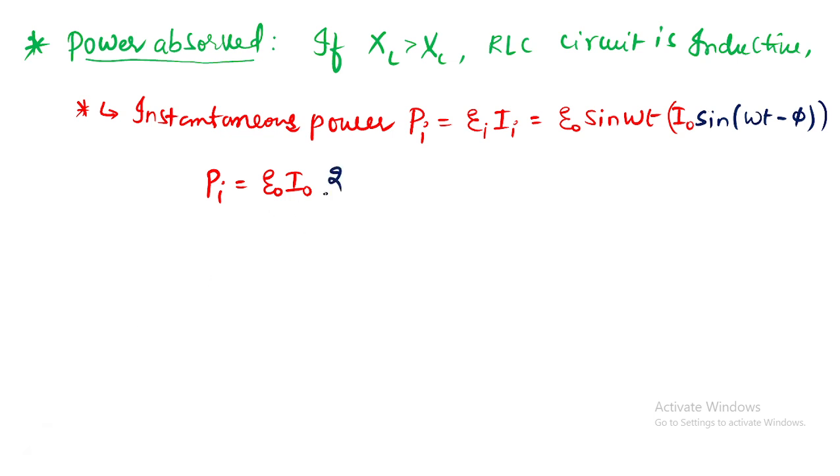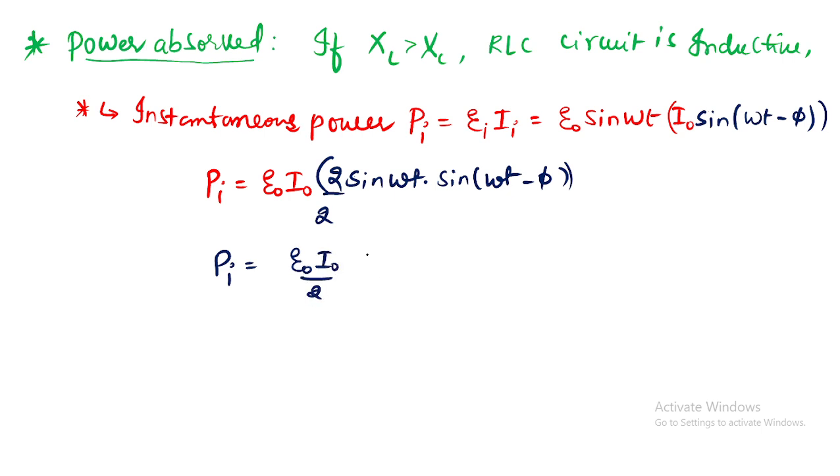So we'll multiply by 2 and divide by 2. Here sin omega t, and here sin of omega t minus the phase angle, pi. Separately I am writing this part. So what happens here? The instantaneous power formula will convert to E naught I naught divided by 2, and the remaining part will be written as 2 sin omega t sin (omega t minus pi).